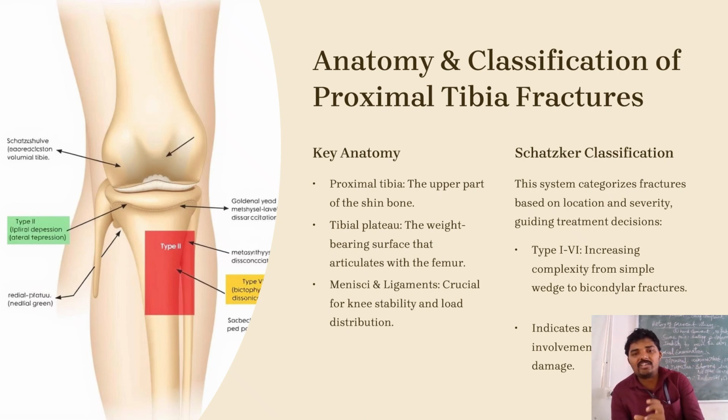Meniscus and ligaments are crucial for knee stability and load distribution. They mainly play a crucial role in knee stability and weight distribution.